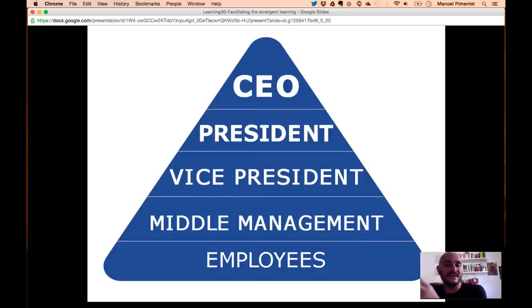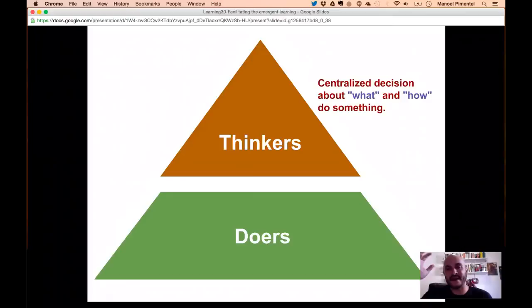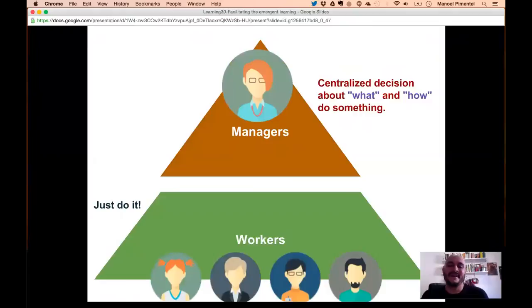In this case, we have the famous separation between the thinkers and the doers. The thinkers, most of the time, take a kind of centralized decision about what and how to do something. And the doers just do it, right? In our organization, for example, the managers make the centralized decisions, and the doers just follow this structure. It's a very simple model, to be honest.